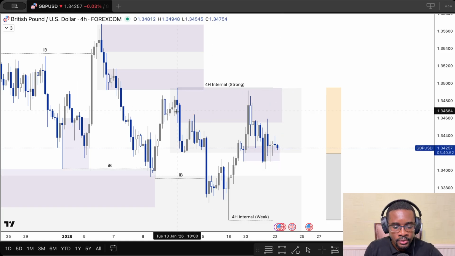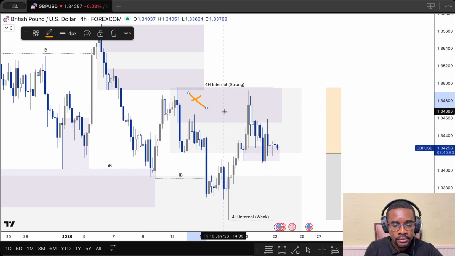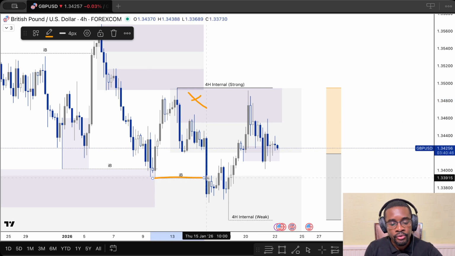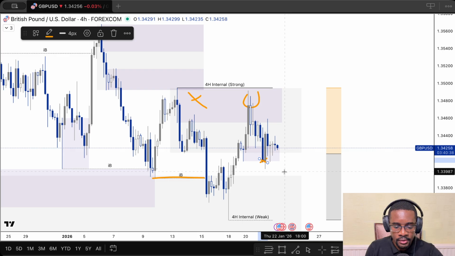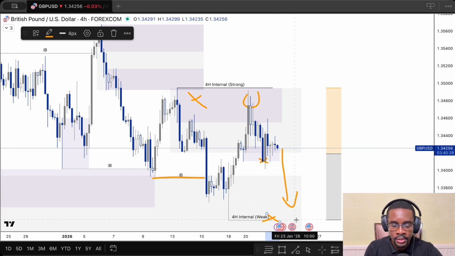So what this means is on the 4 hour, the internal is still bearish, because this is our last bearish break of internal structure, and it's still holding. So demand areas are failing. Well, at least our first demand area has failed, so it is possible that price could still be looking to continue downwards towards this weak internal low.